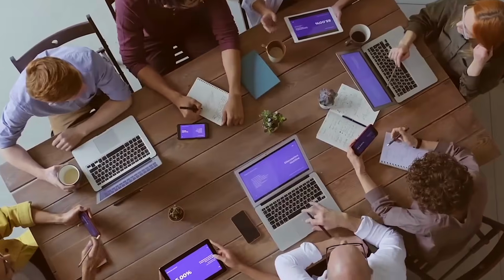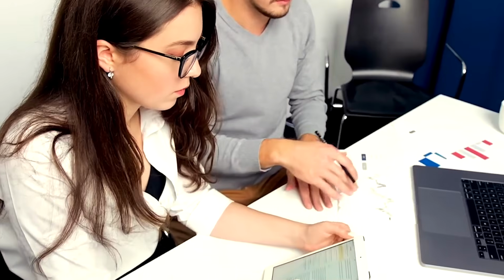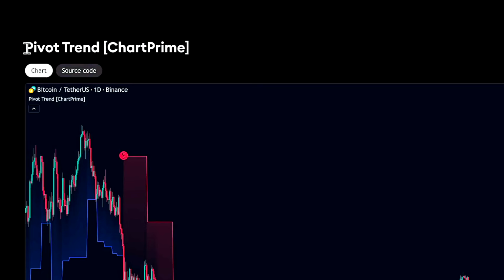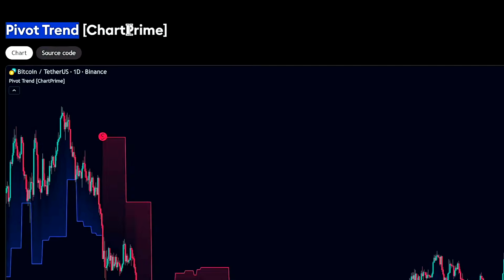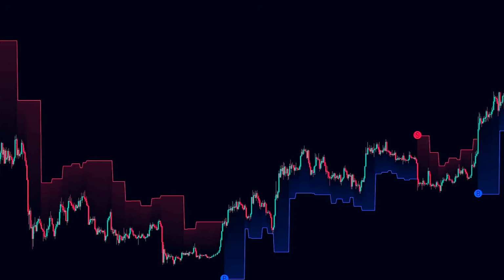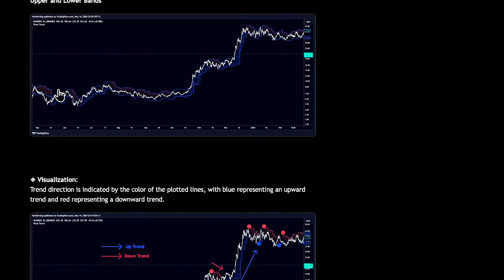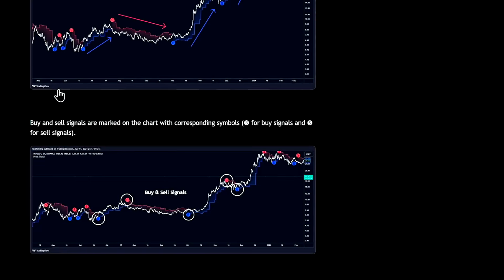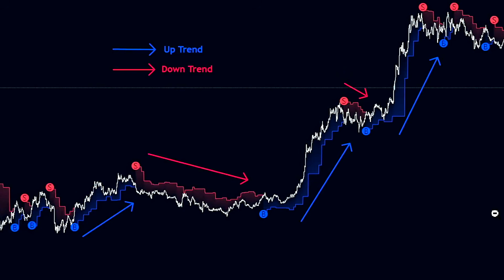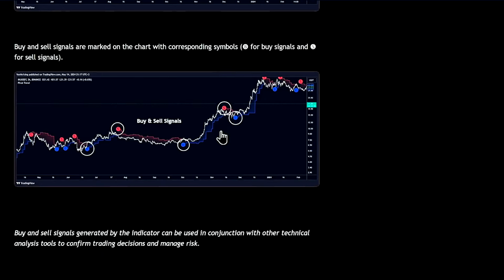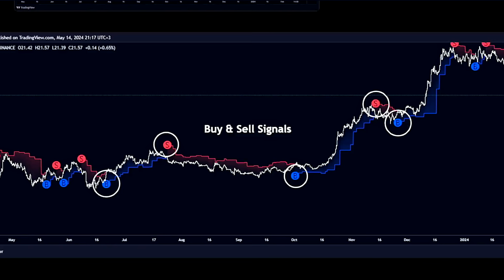That's why today we're breaking down an open source indicator called Pivot Trend by my favorite, ChartPrime. This tool is designed for one main purpose, and that's helping you spot real trend reversals based on actual market behavior, structure pivots, and not lagging smoothing like a moving average. It's built to show you when sentiment shifts, when the structure breaks, and where the new trend line is forming, so you can plan cleaner entries instead of buying highs or shorting lows.